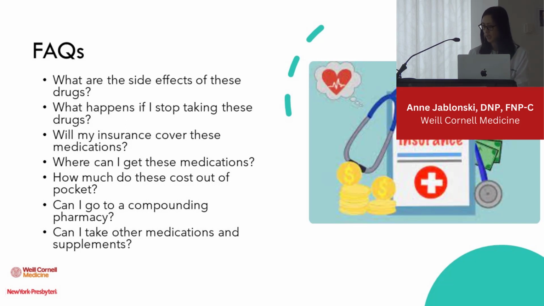Where can I find these medications? These medications can only be prescribed by a licensed provider from a legitimate weight center. Once prescribed, they can be picked up at any local pharmacy. How much do these cost out of pocket? A lot, way too much. The average monthly cost is around $1,000 to $1,100 a month. And this is an out-of-pocket cost. If you have insurance, it's a little bit different.